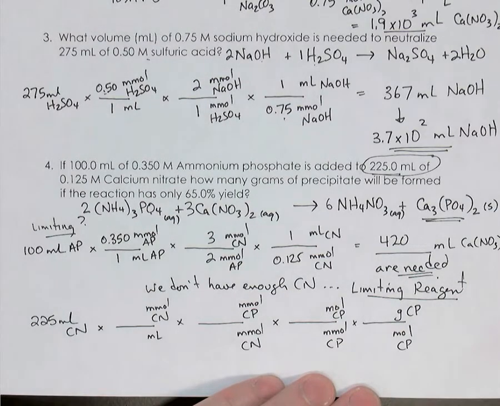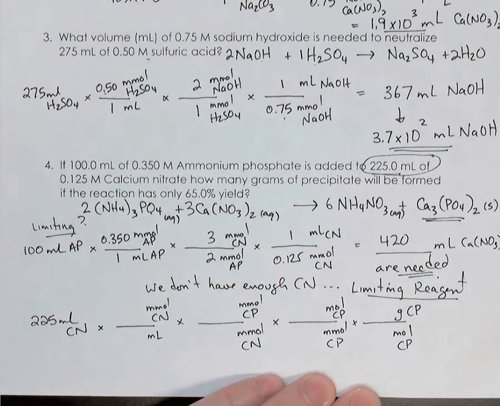Now, if this is where I stop, I'm assuming something about the reaction. If I stop here, I can calculate how many grams of calcium phosphate should form. But the assumption I'd be making there is that the reaction has 100% yield. Okay, the answer, as I've set it up now, assumes 100% yield. In other words, it assumes that every formula unit of calcium phosphate that we're supposed to make, we're going to actually get.